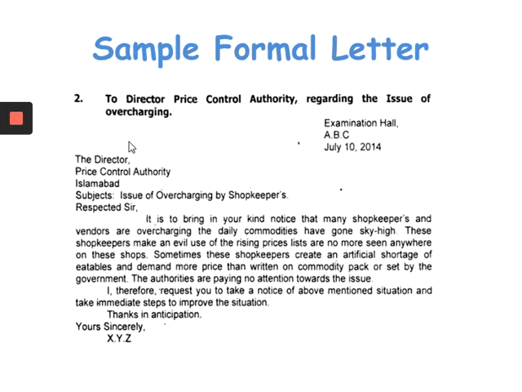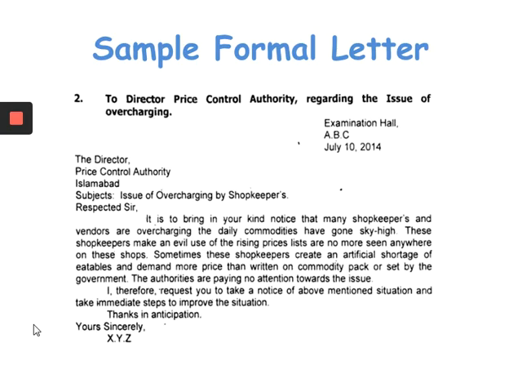The daily commodities have gone sky high. Full stop. These shopkeepers make an evil use of the rising prices. Price lists are no more seen anywhere on these shops. Sometimes these shopkeepers create an artificial shortage of eatables and demand more price than written on commodity pack or set by the government. The authorities are paying no attention towards the issue.